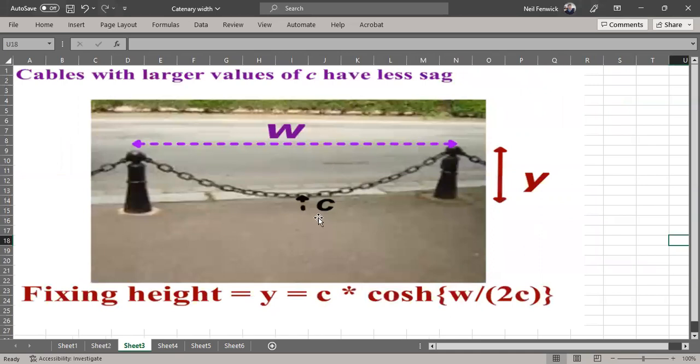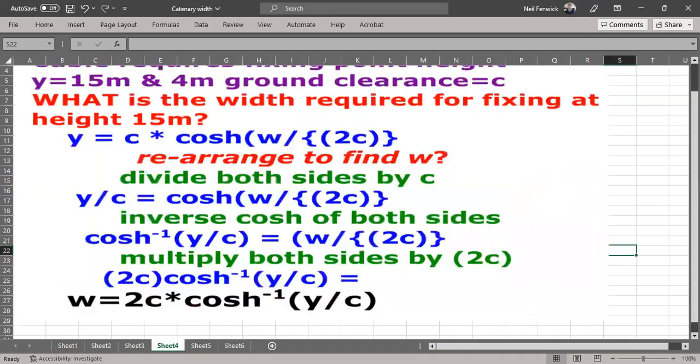So what we're doing is, if we've got a desired ground clearance and a desired fixing height, how do we rearrange this equation to work out the fixing width? We take the original equation. The first thing we do is divide both sides by c. The posh word for this is transposition of equations. If you do the same thing to both sides, the equation is still balanced and the equal sign is still valid. Divide both sides by c first, and we get y divided by c on the left-hand side.